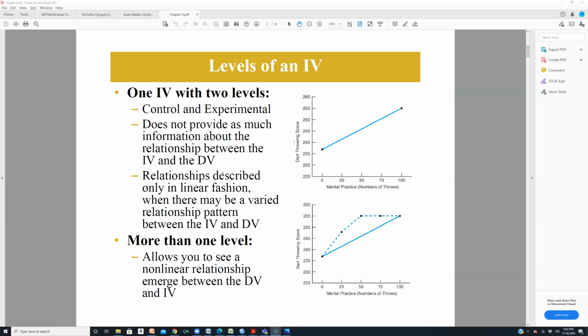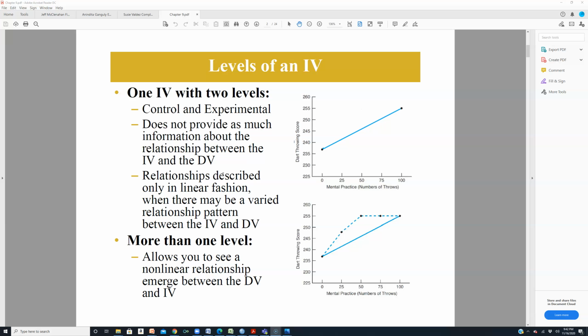We have already talked about an IV, and with an IV we have different levels or conditions that we reference. In an experimental design, one of those levels represents the treatment for the experimental group, and the other represents the control group who's not exposed to the treatment, or they're exposed to a placebo.